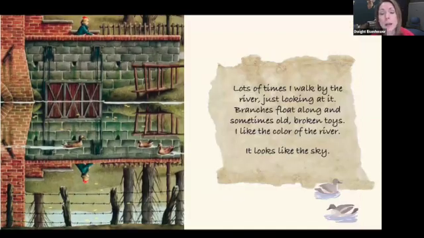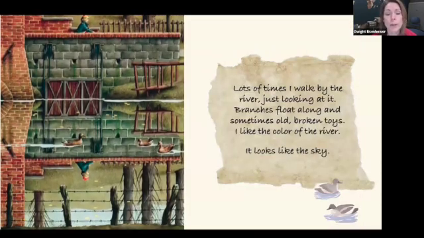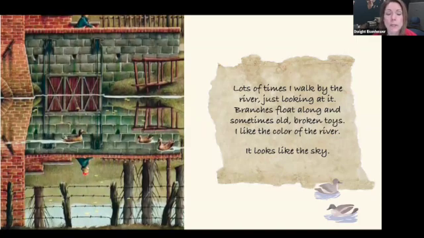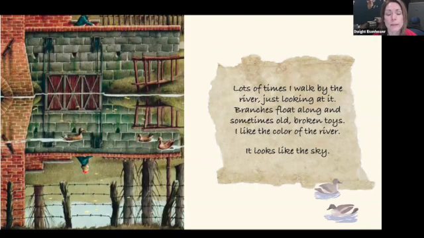Lots of times I walk by the river, just looking at it. Branches float along, and sometimes old broken toys. I like the color of the river. It looks like the sky.